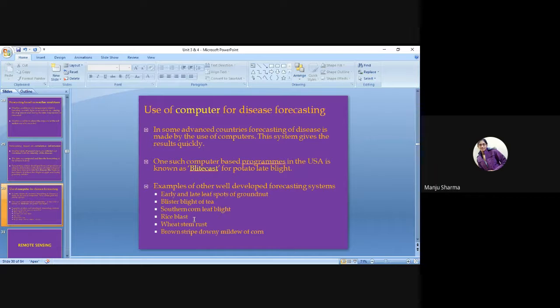Examples of other well-developed forecasting systems are early and late leaf spot of groundnut, blister blight of tea, southern corn leaf blight, rice blast, wheat stem rust, brown stripe downy mildew of corn.